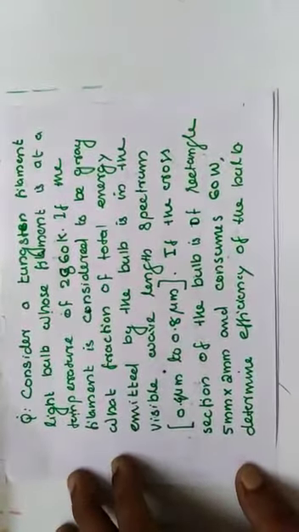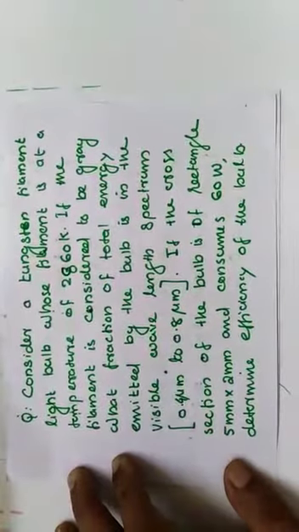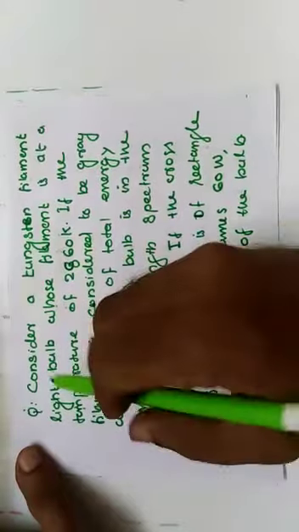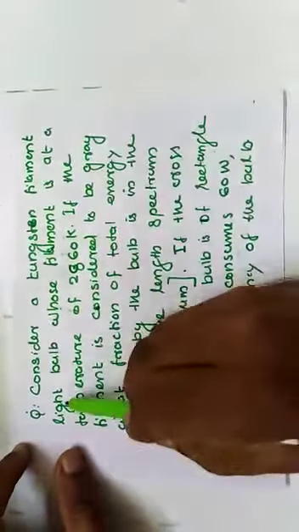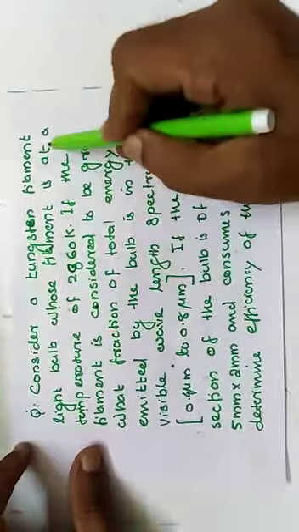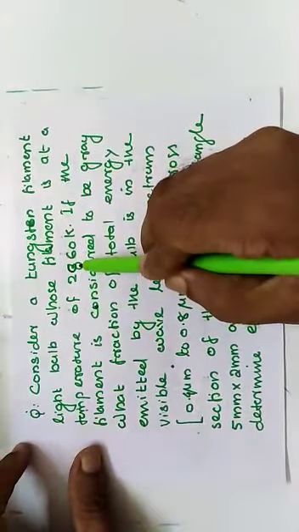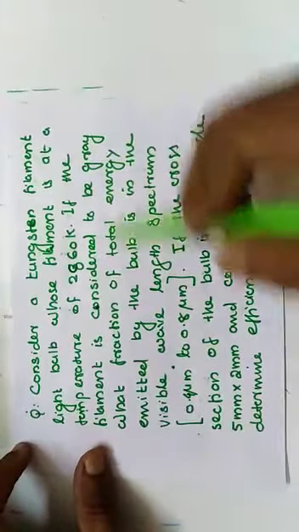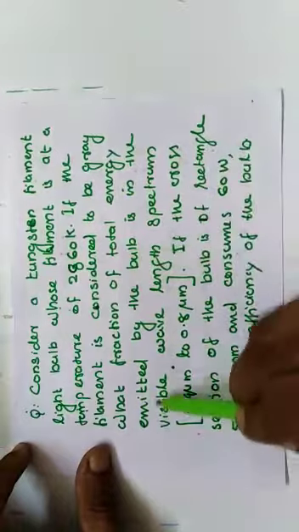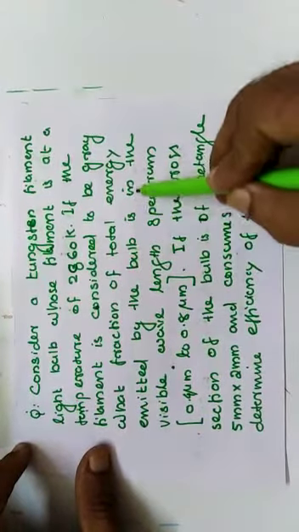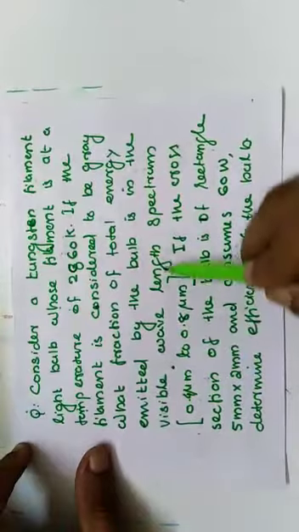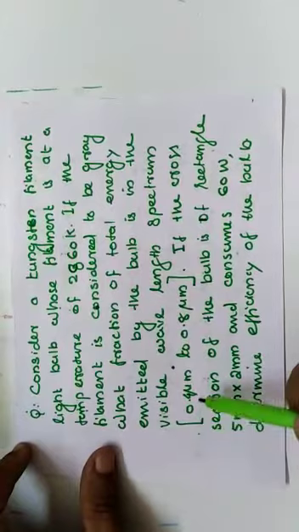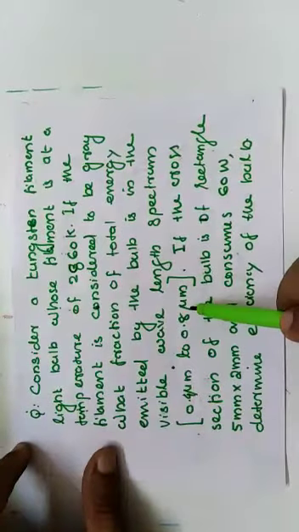In this video lecture, we will solve a few problems based on the fraction of emissive power. Consider a tungsten filament light bulb whose filament is at a temperature of 2860 Kelvin. If the filament is considered to be gray, what is the fraction of total energy emitted by the bulb in the visible wavelength spectrum? Here visible wavelength spectrum means 0.4 micrometer to 0.8 micrometer.